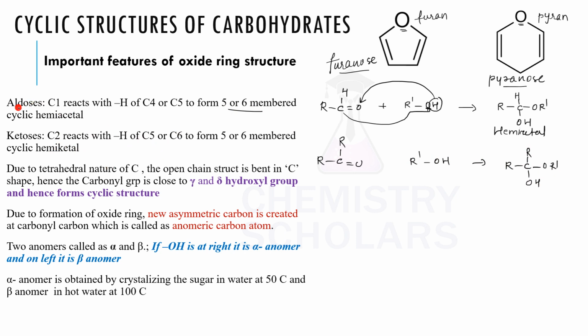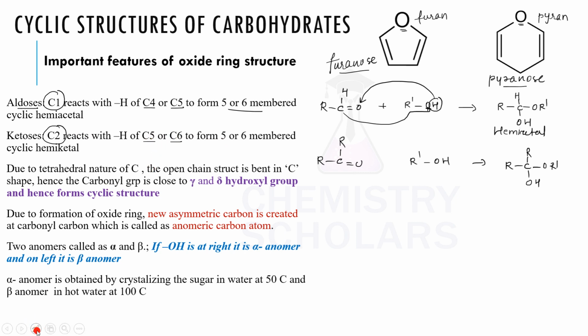In aldoses, the aldehyde group is present on the first carbon atom. To form a five-membered or a six-membered ring, it reacts with the C4 and C5 carbon. In ketoses, the keto functional group is present on the second carbon atom. So to form five and six-membered rings, it reacts with the fifth and the sixth carbon atom.